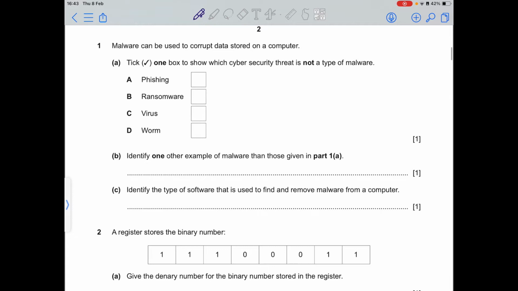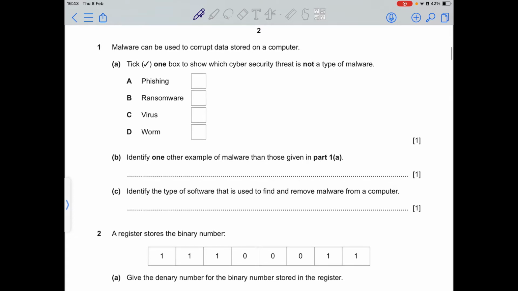Now, the first question is about chapter 5 from paper 1. The topic is: malware can be used to corrupt data stored in a computer. Identify, tick one box, to show which cybersecurity threat is not a type of malware.